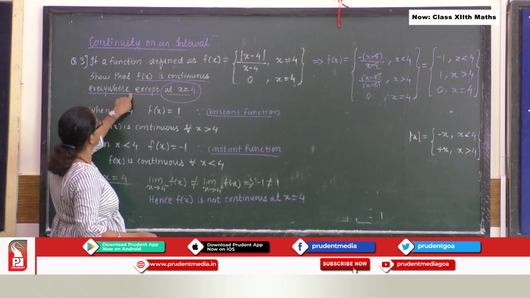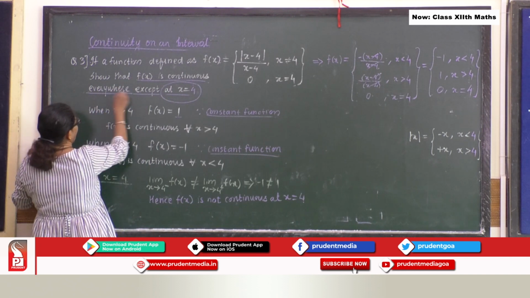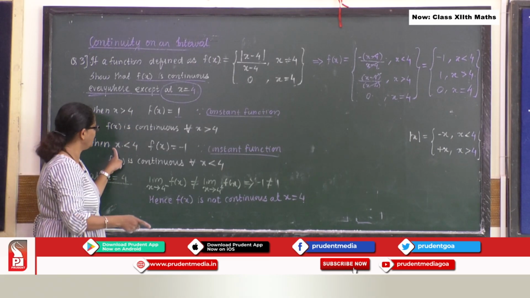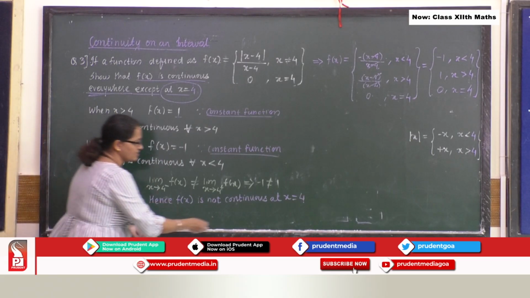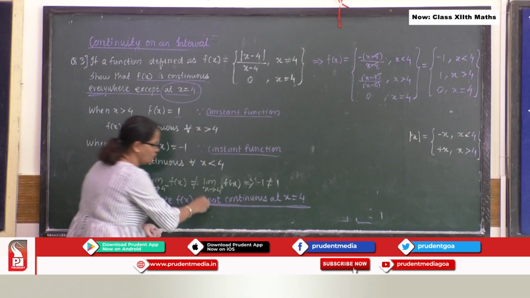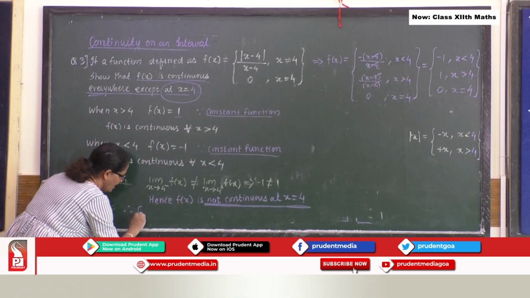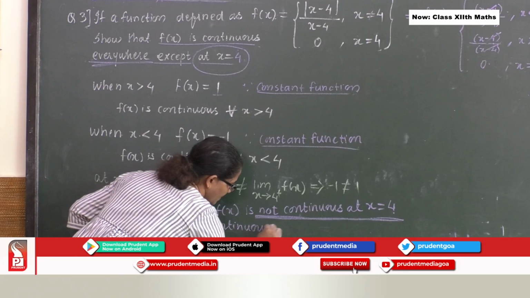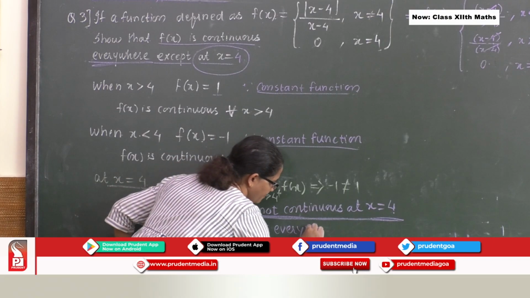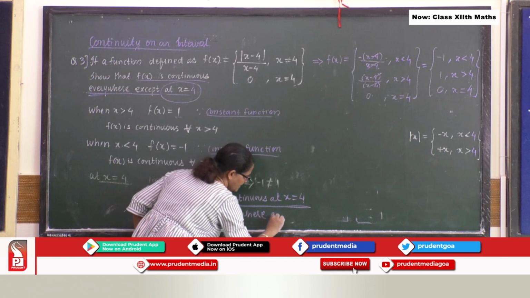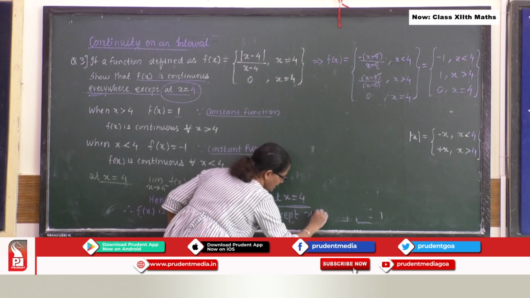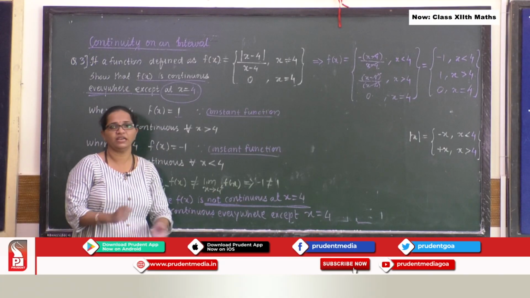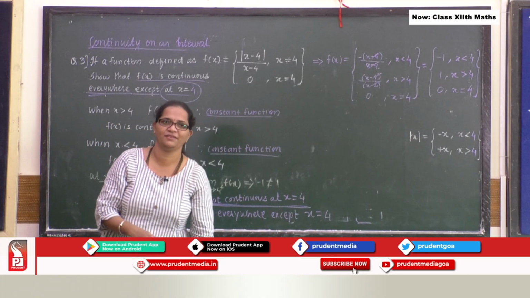So we proved that the function is continuous over all the values of x which are greater than 4, all values of x which are less than 4, but it is not continuous at x equal to 4. So I say therefore f of x is continuous everywhere except x equal to 4. Okay, so this is all about your continuity. Next time we will proceed with derivatives.